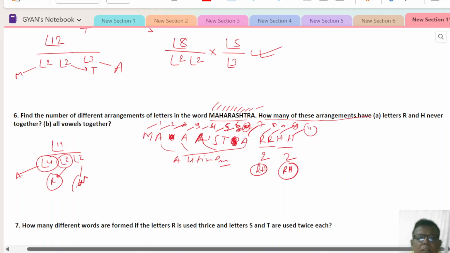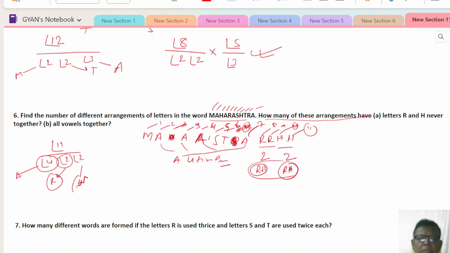So RH, if you take it as one entity, then how will we solve? 1, 2, this is 7, and this is 1. Then in factorial 8. So factorial 8 divided by this, all are factorial 4, and this also can be arranged by factorial 2 method. So if you deduct this one, then it will come.